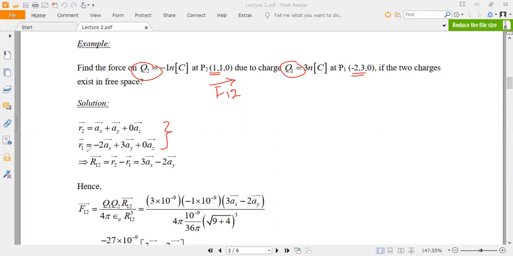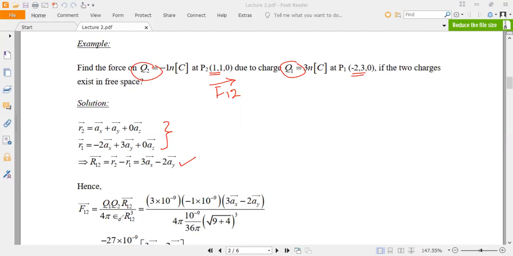And now the distance vector is R2 minus R1. So subtract them. AX minus -2AX will give me 3AX, and AY minus 3AY will give me -2AY, and the Z component is gone. So this is my distance vector. And now if I find the force, it is Q1, Q2, R12 bar over 4 pi epsilon naught.